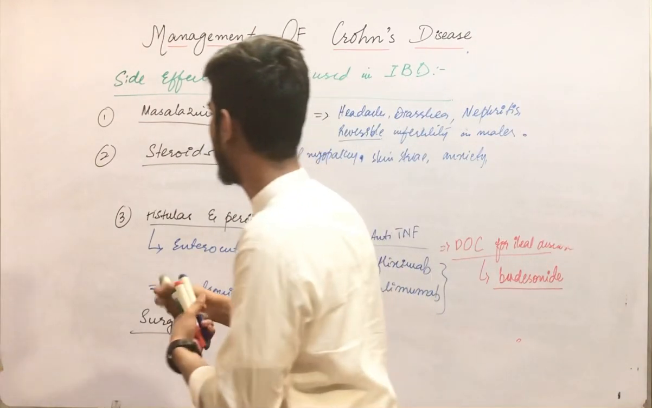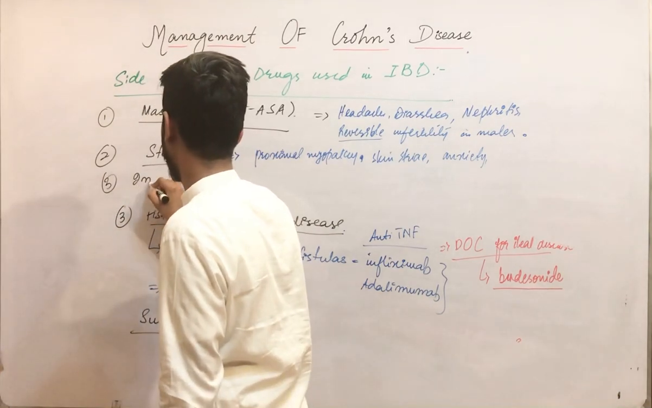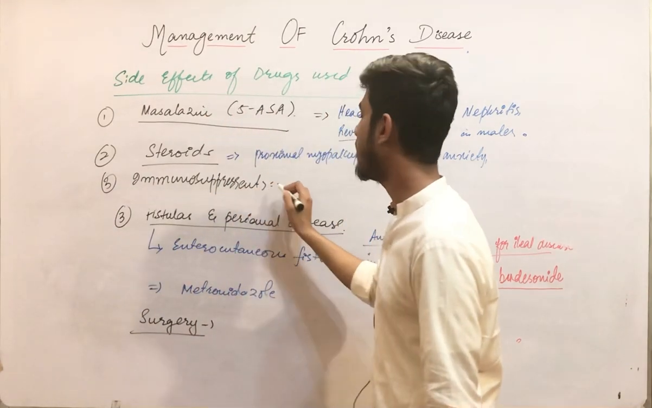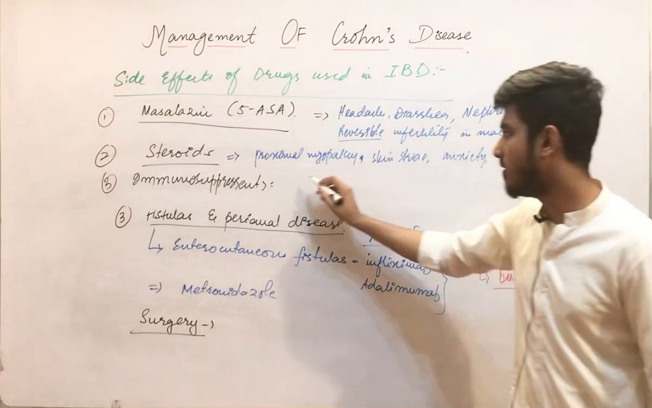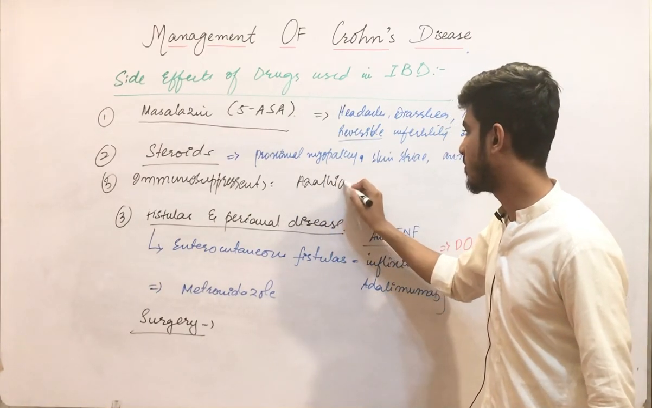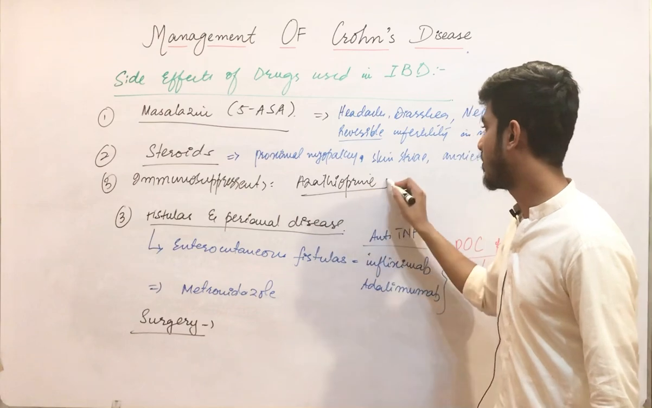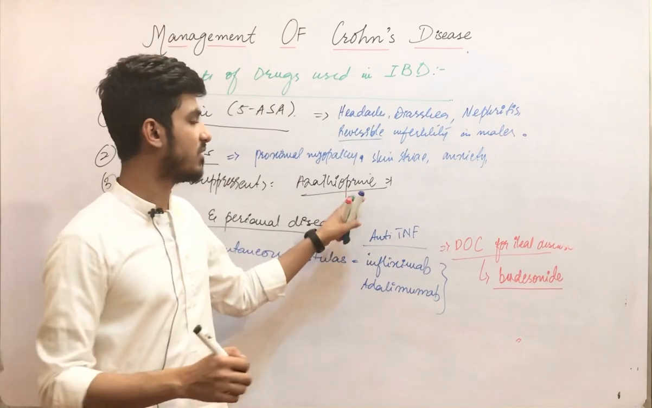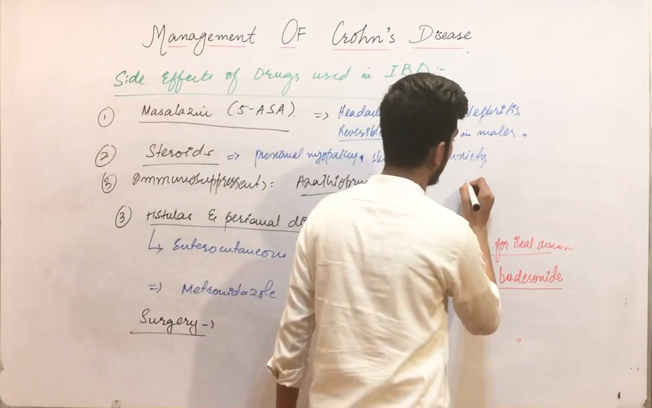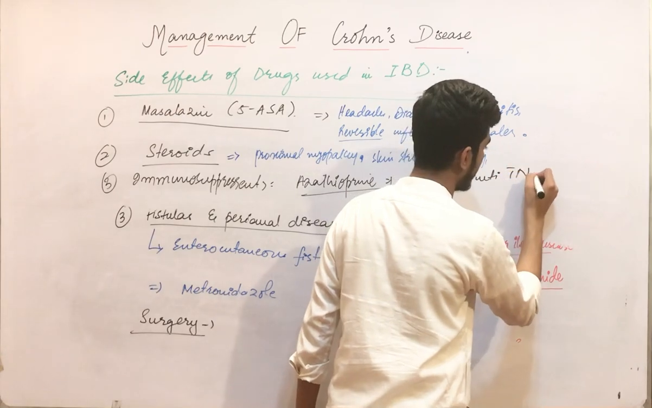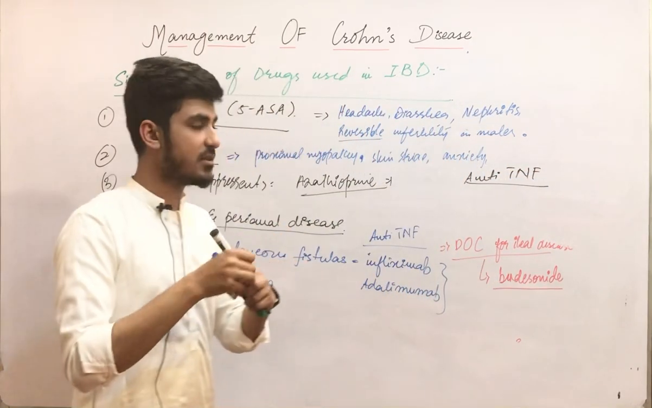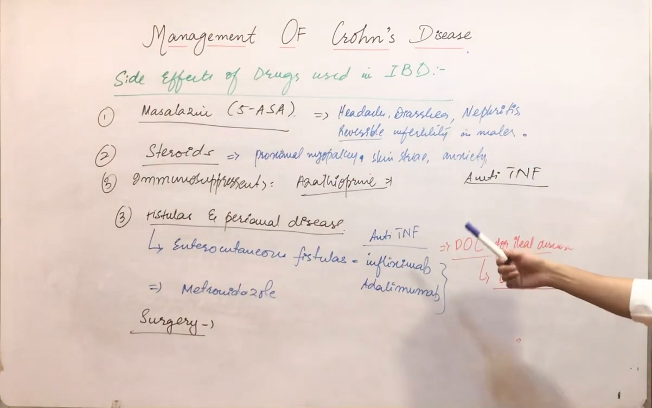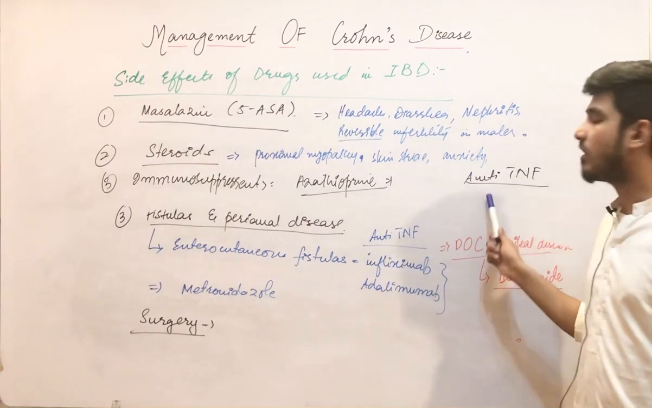Then the third thing is immunosuppressant therapy. In immunosuppressant therapy, we have azathioprine, and we have certain side effects like pancreatitis and leukopenia that are associated with azathioprine. Then we have anti-TNF, basically like infliximab, which is used in enterocutaneous fistulas, and adalimumab, which we also use in enterocutaneous fistulas. So they also have side effects.